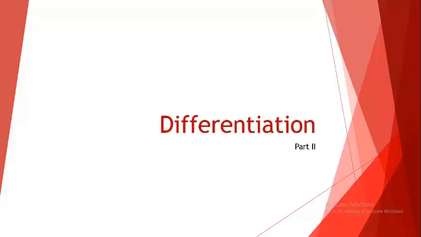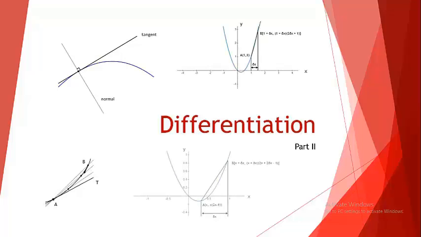So in our previous part of the tutorial about differentiation, we learned about tangents and normals, and also we learned to calculate the gradients of curves and functions. We figured out that the gradient of a curve at any point is defined as the gradient of the tangent to the curve at that point and measures the rate of increase of y with respect to x. We also learned that when B goes to A, the limit of the gradient of chord AB equals the gradient of tangent AT.